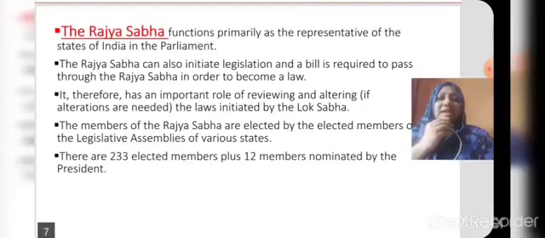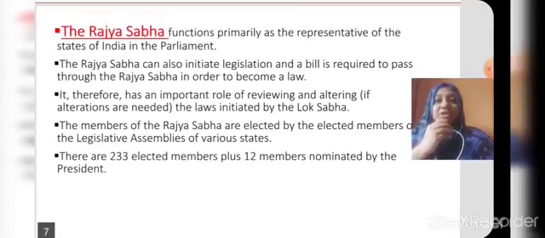Therefore, it has an important role of reviewing and altering the laws initiated by the Lok Sabha. Any law initiated by the Lok Sabha cannot be passed unless it passes through the members of the Rajya Sabha. If any changes or alterations are required, or if the people of Rajya Sabha are not happy with the bill that is passed, it does not become an act unless there is the consent of the people of Rajya Sabha regarding that particular bill.